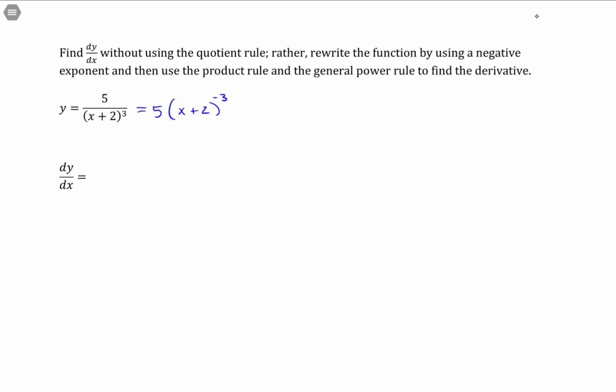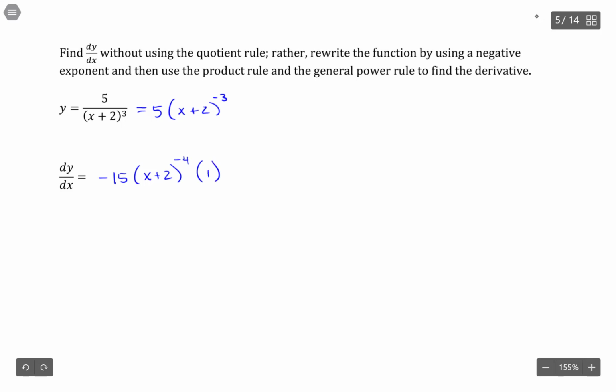And the chain rule says, here we have an inner function of x plus 2, the outer function is the cube, to the negative third power. So we bring our exponent down, multiply it against the 5. So this is negative 15. Leave the inside part alone, subtract 1 from our exponent, then multiply by the derivative of the inside part.